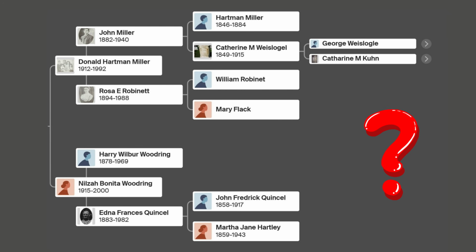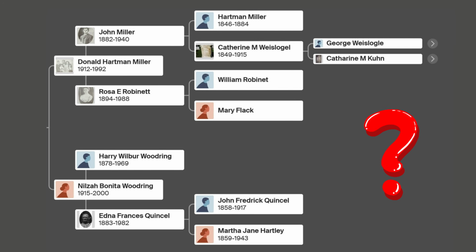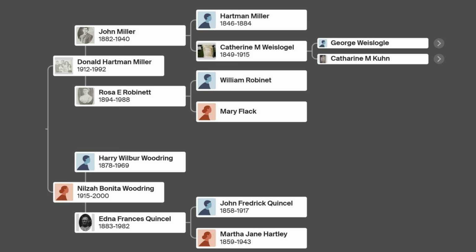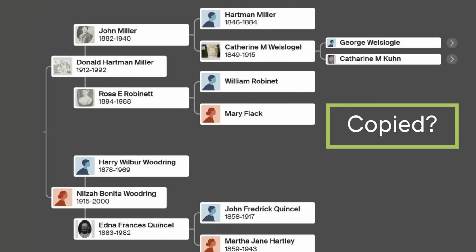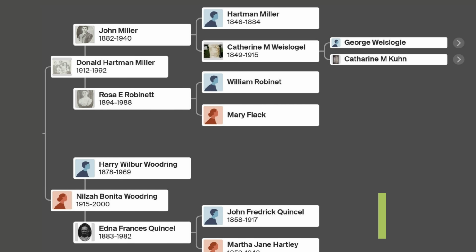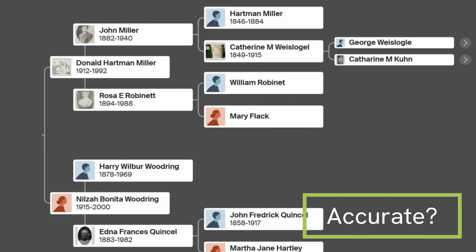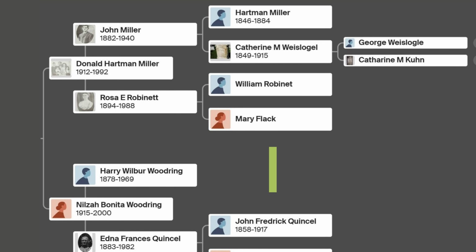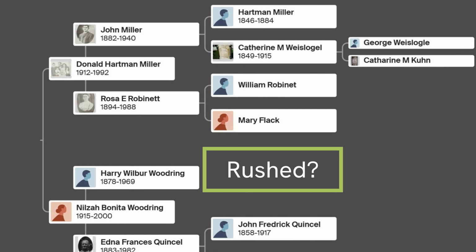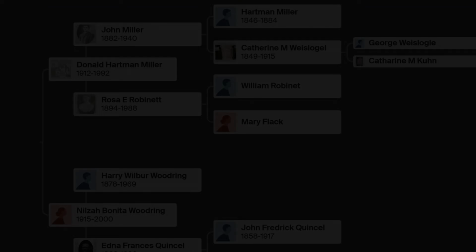Just because information appears in an online family tree does not mean it's accurate. Family trees are created by real people, and people make mistakes. Sometimes they guess, sometimes they rush through their research, and sometimes they copied the information from somebody else's incorrect tree. That's how one small mistake spreads into hundreds or even thousands of family trees online. Let me show you how easy this is to do.